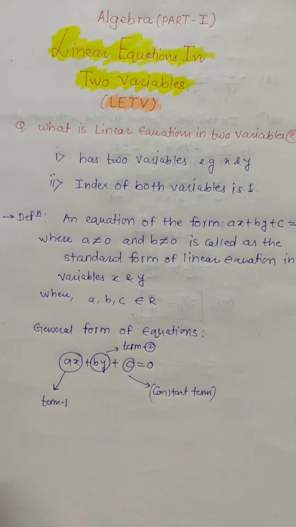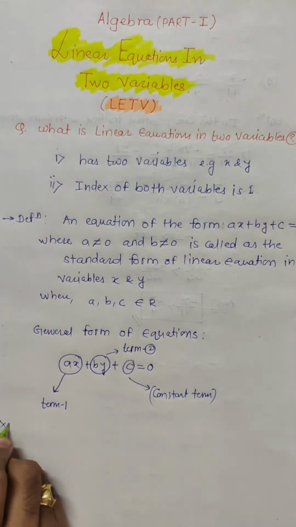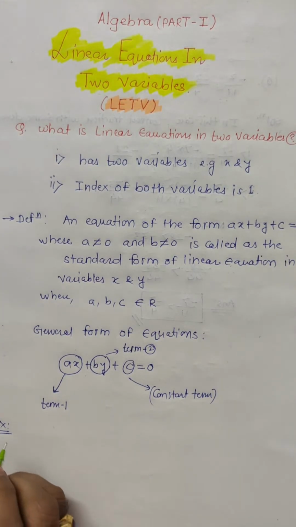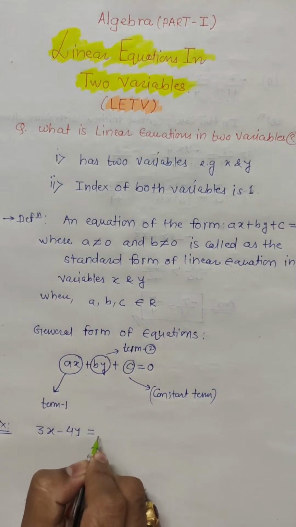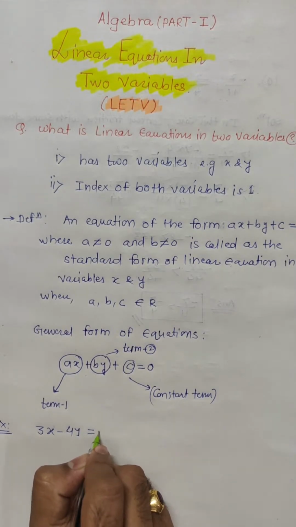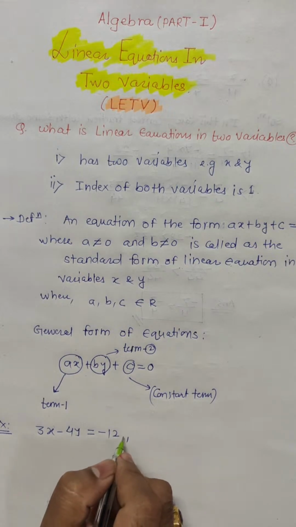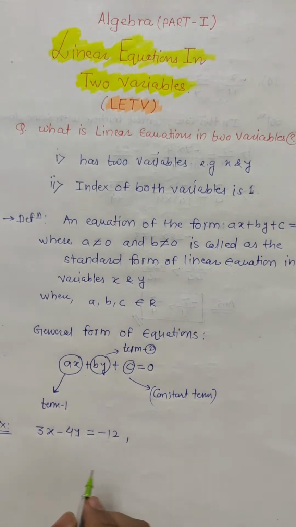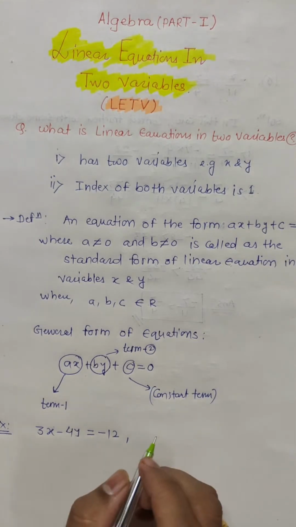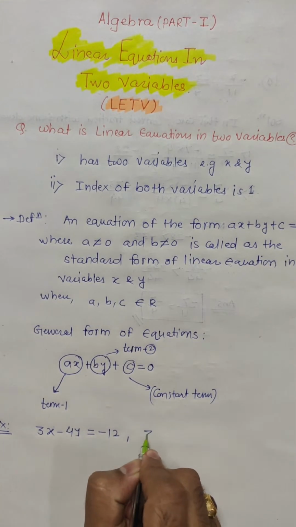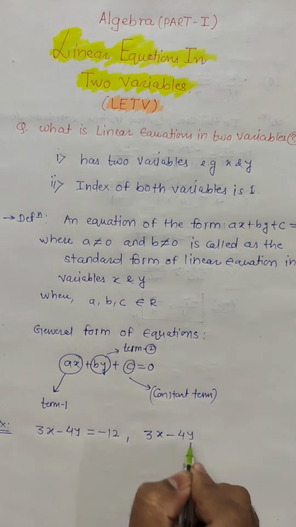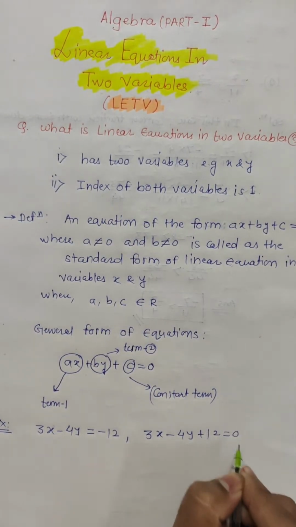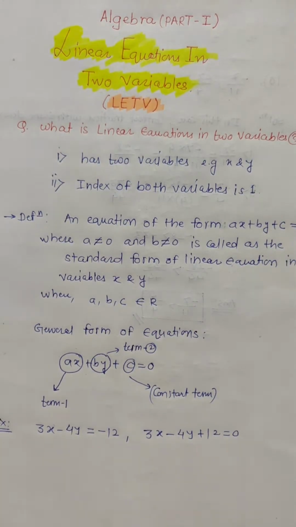Okay, so for an example, we have to focus. 3x minus 4y is equal to minus 12. This is one example of it. This equation can be written in this way also: 3x minus 4y plus 12 is equal to 0. Is that clear? These are the two equations. This equation can be written in this form also.